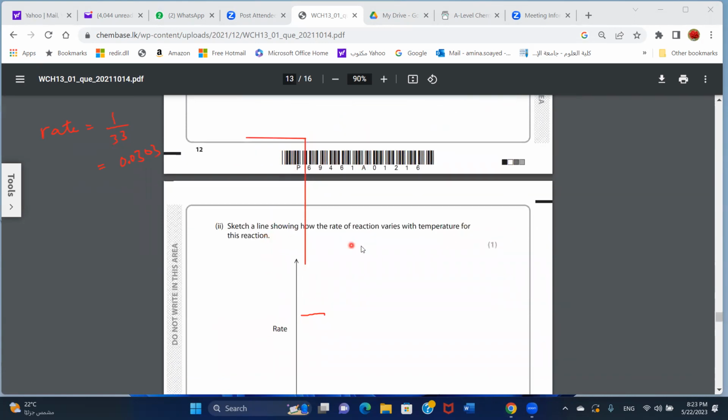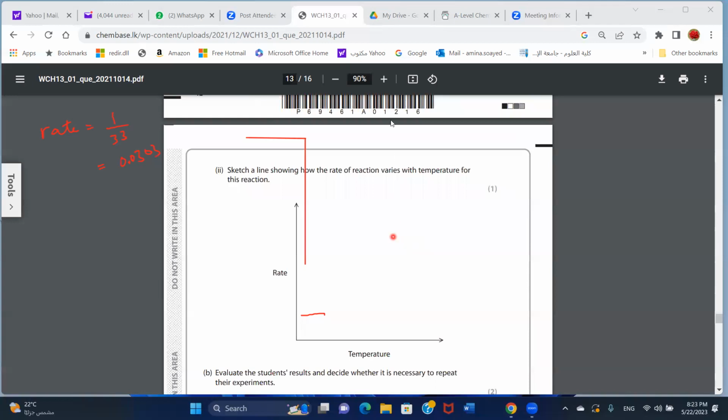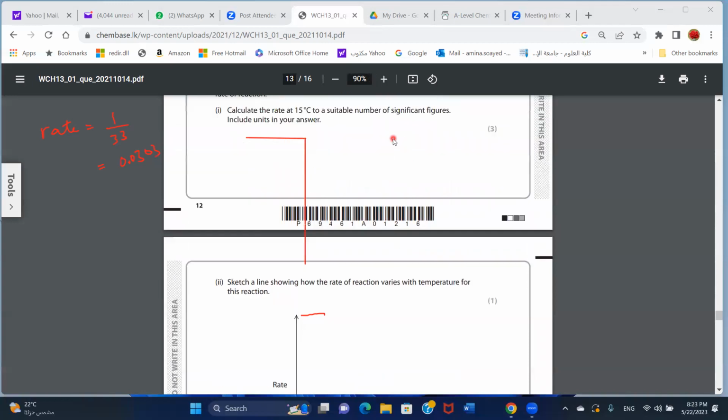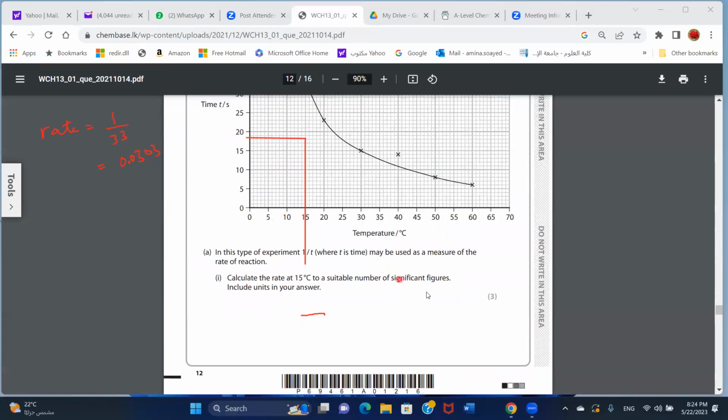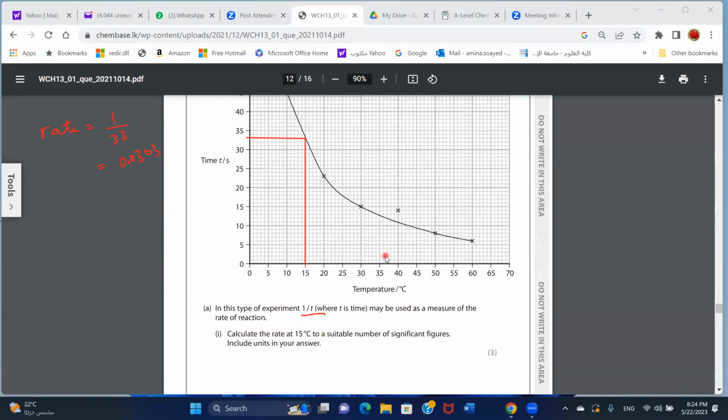Sketch a line showing how the rate of the reaction varies with temperature for this reaction. Alishba, sketch a line. Just one minute, because here there are 3 marks. Include units. We didn't include units. You said per second, so second minus 1. Yes, excellent.